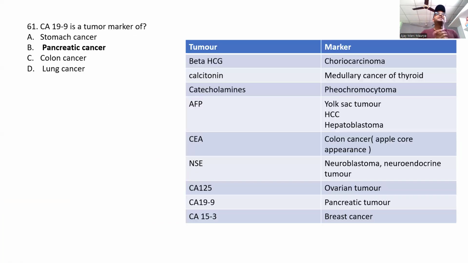Next one, guys, CA19-9 is a tumor marker of pancreatic cancer. Please master this table, guys. The tumor markers: beta HCG for choriocarcinoma, calcitonin for medullary cancer of the thyroid, catecholamines for pheochromocytoma. Please master this table, guys.